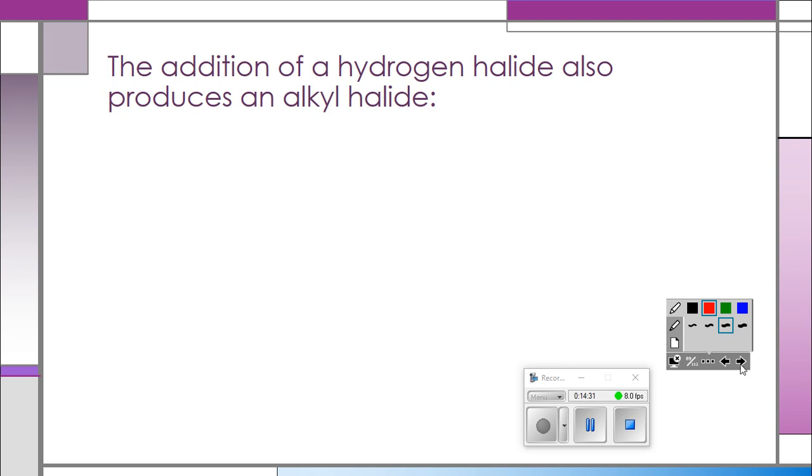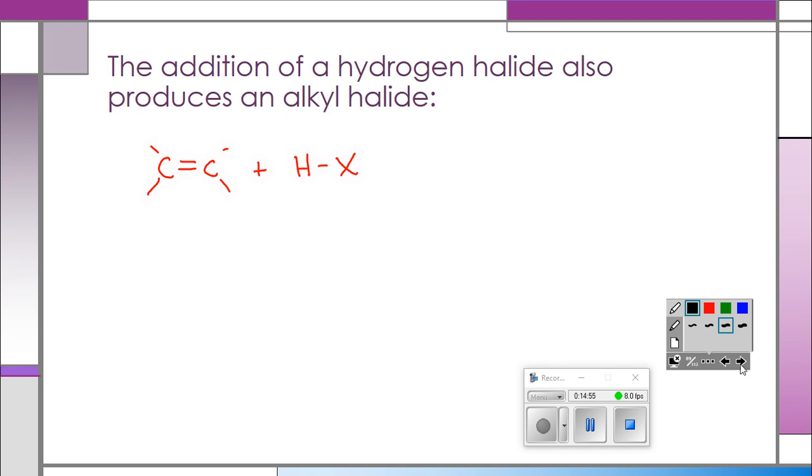Now we can also add something that has two non-identical atoms. If we add a hydrogen halide, we are taking our double bond and adding this. Instead of two identical hydrogen atoms or two identical halogen atoms, we're going to add one of each.